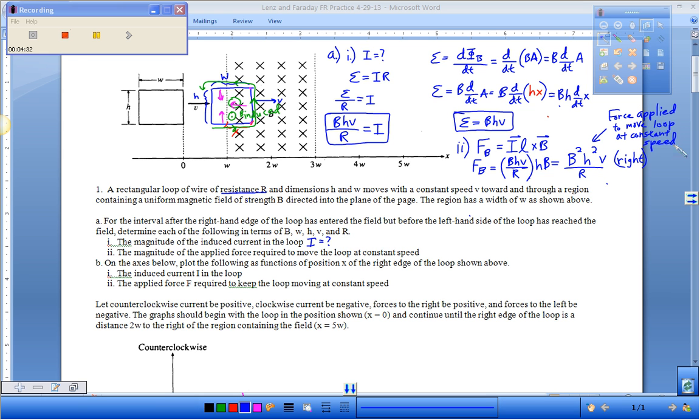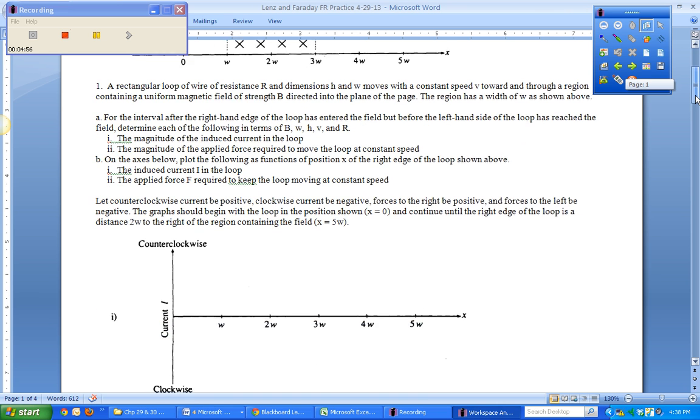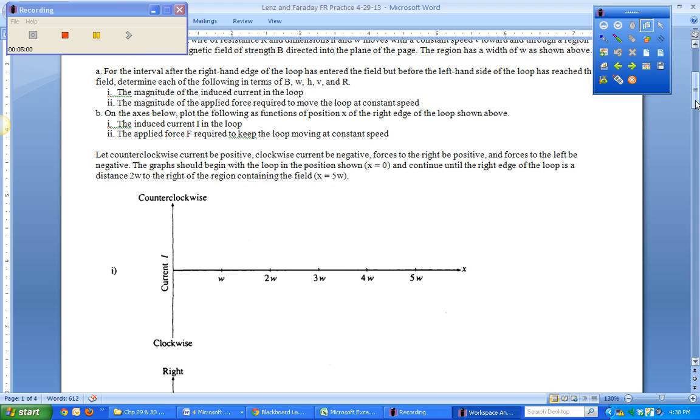Okay, part B. On the axes below, plot the following as functions of position x of this stuff. So on these axes below, I need to take a look at all that. All right, well, I'm going to have to scroll down a little bit. So let's see if I can get a better picture of this. Yeah, we're going to have to think about that. Okay, I want to plot the induced current in the loop as a function of position x of the right edge of the loop. I'll be scrolling up and down as I explain this.